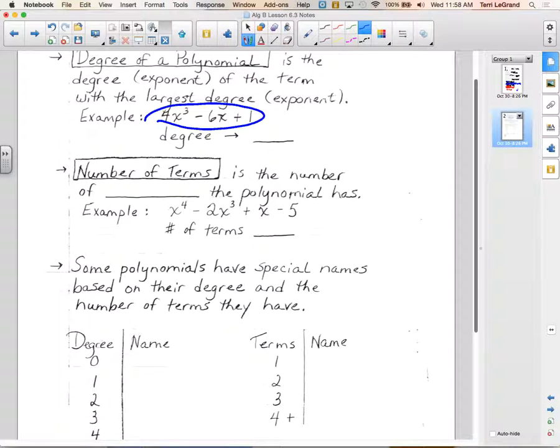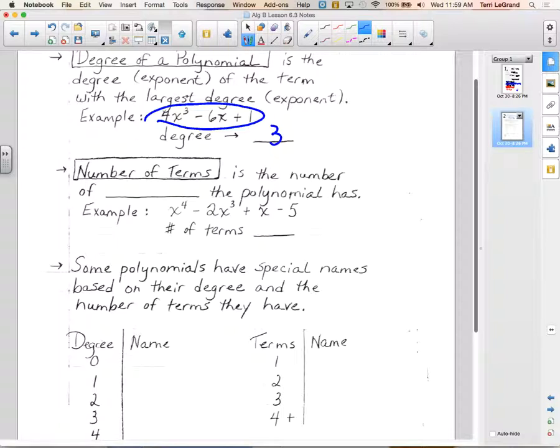Okay, so now the exponent on the leading term gets to determine the degree of the polynomial. So what is the degree of this polynomial? Brighton? 3. It's a degree 3. The exponent on the variable of the leading term is the degree of the polynomial. This is a third degree polynomial.